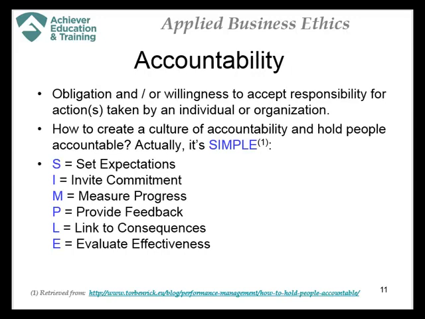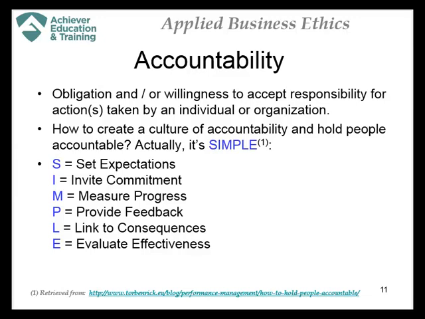So you can see there, accountability: obligation, or willingness to accept responsibility for actions. And that, like the paragraph from Admiral Rickover, is someone has to be responsible and has to be accountable. And if no one's accountable, then it's likely that unethical or poor decision making can propagate through your organization.